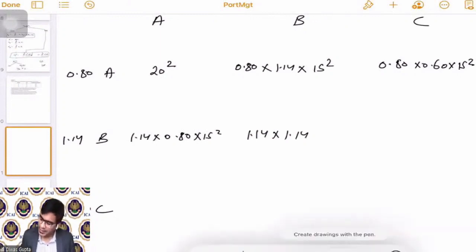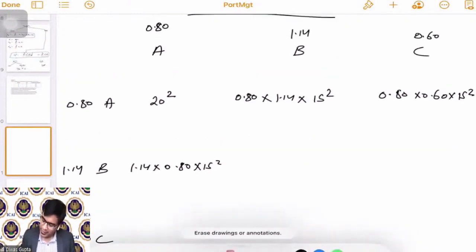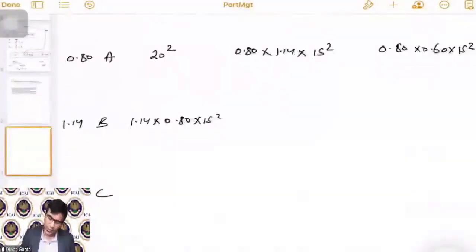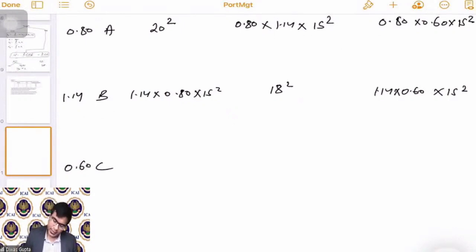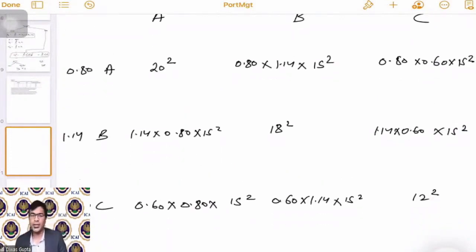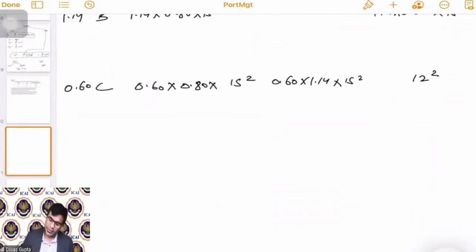Sorry, this is B to B, right? So B to B will be the standard deviation square, which is the variance, correct? Which is 18 square. Here it will be 1.14, 0.60, 15 square. And similarly, here it will be 0.60, 0.80 multiplied by 15 square, 0.60, 1.14, 15 square. And lastly, it will be 12 square, correct? Because for C to C, the variance is the covariance.